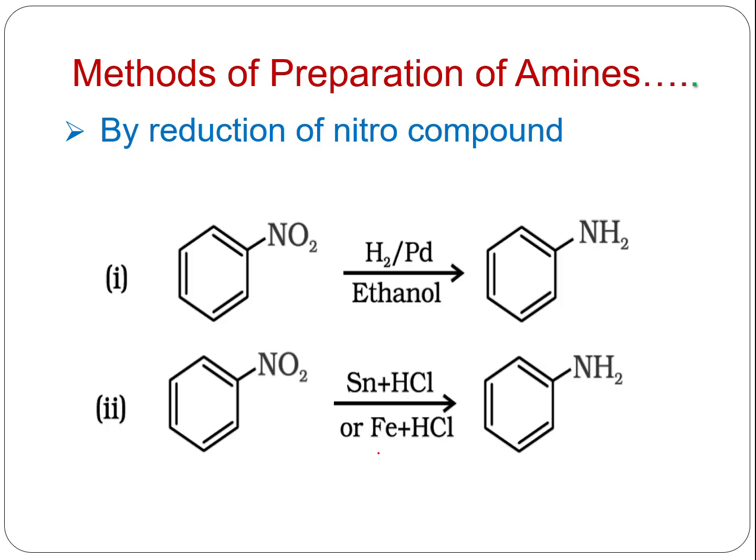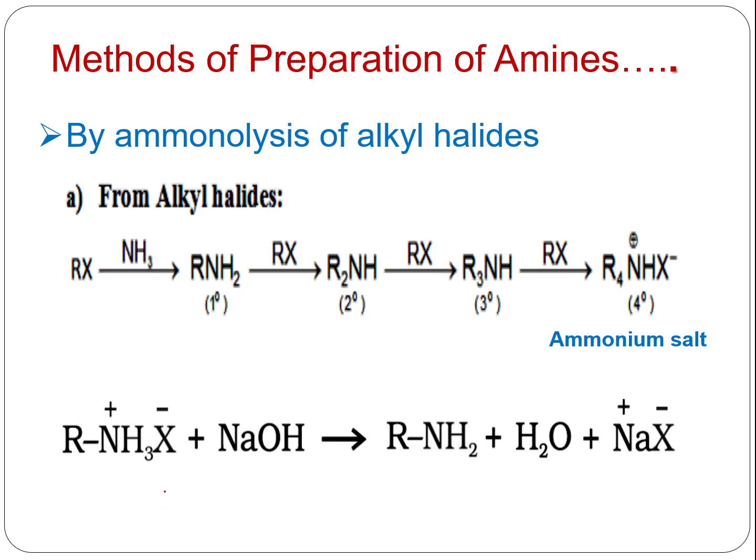Now out of these 3 reagents, iron with HCl is preferred because here a very small amount of HCl is required to initiate the reaction, and further the reaction will continue. So this iron plus HCl is a better reagent for reducing nitrobenzene to aniline.